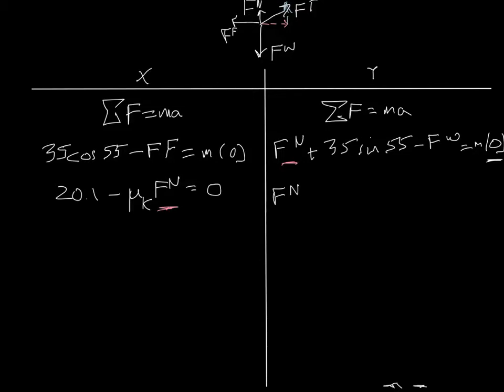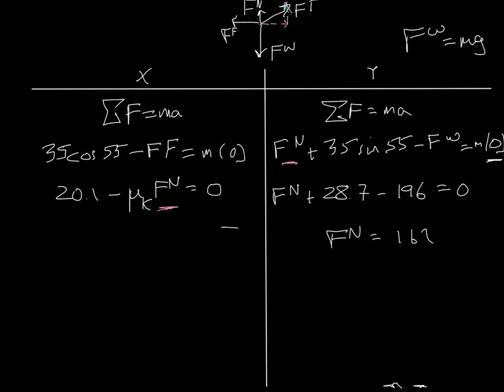We have our normal force. This works out to about that number. And then here we have, if you remember, force of weight is mass times acceleration due to gravity. And that comes out to, that's 20 times 9.8, it's 196 newtons. Okay, so when you solve this, you get 167.3 newtons. And notice that that value is, in fact, less than the weight, right?